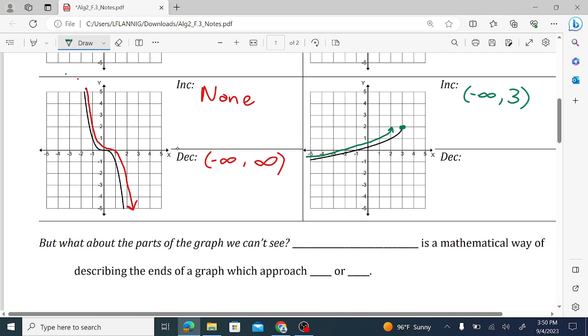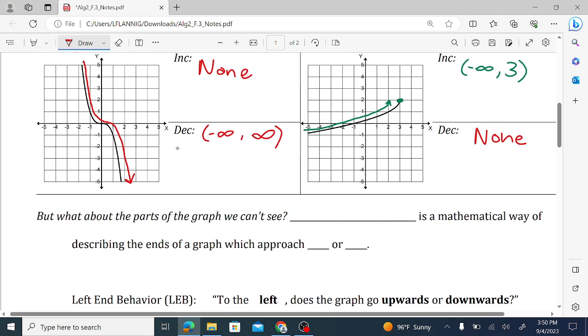And do we ever decrease? No, it will always increase. So there is no place on this graph where you're going downhill. It's always going uphill. Just like on the one on the left, where it's always going downhill, the one on the right here is always going uphill.